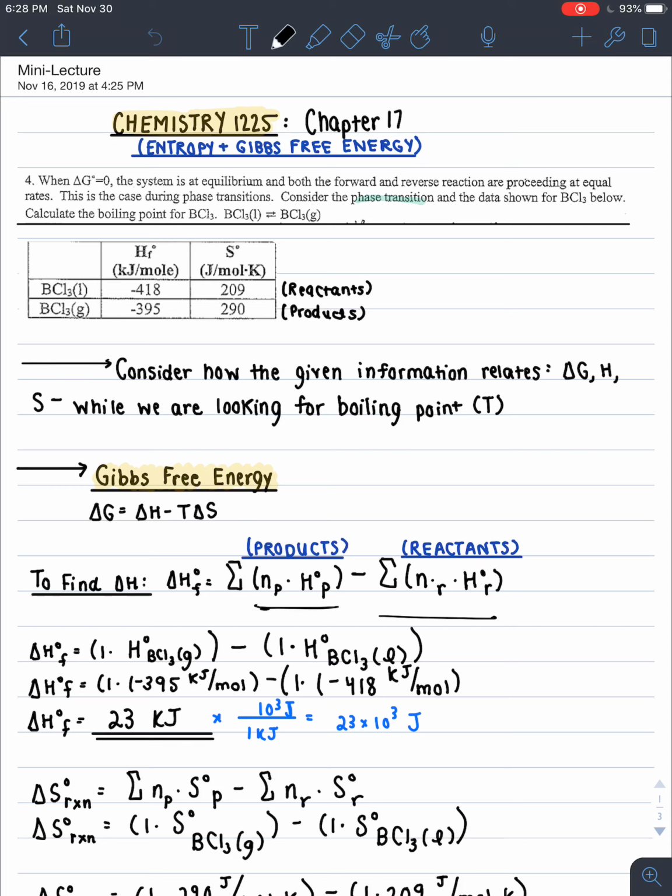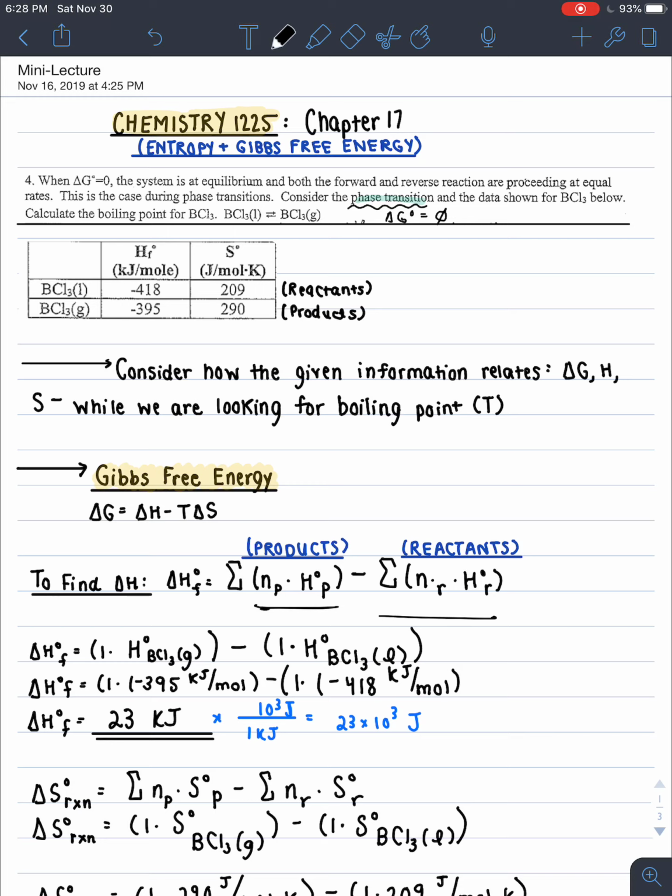Let's take a look at the information we're given. We know that we're considering a phase transition, which tells us that delta G naught equals 0, and we're given the heat of formation of both products and reactants, as well as the entropy S of both products and reactants. We now have to consider how the given information relates delta G, enthalpy H, and entropy S, while in the meantime trying to calculate boiling point T.